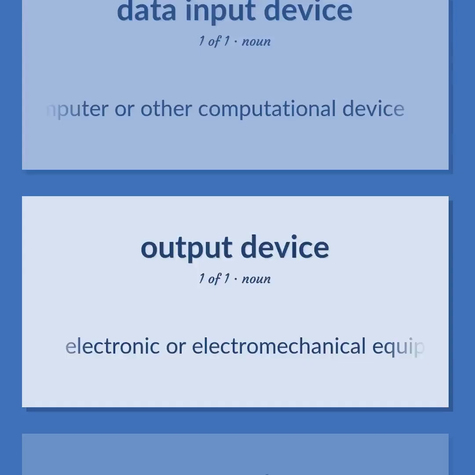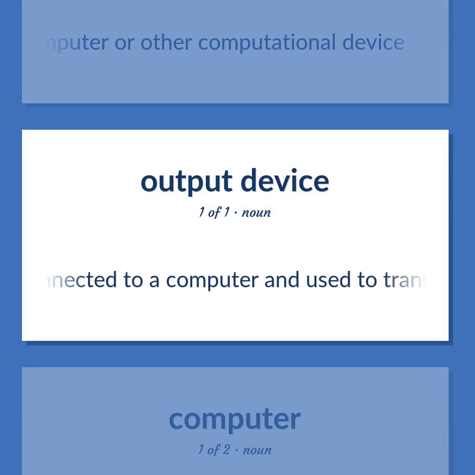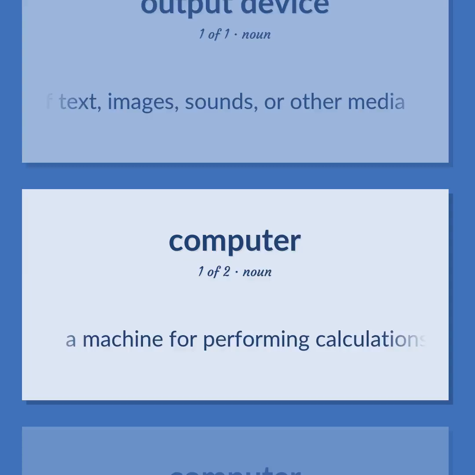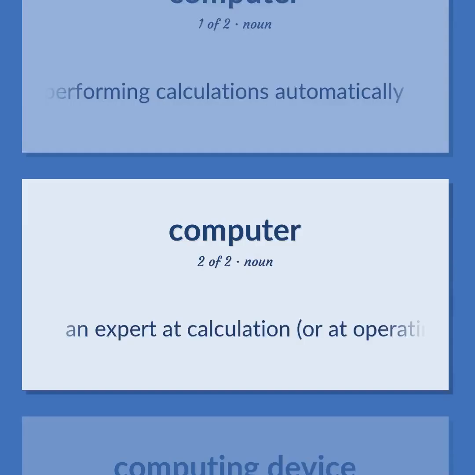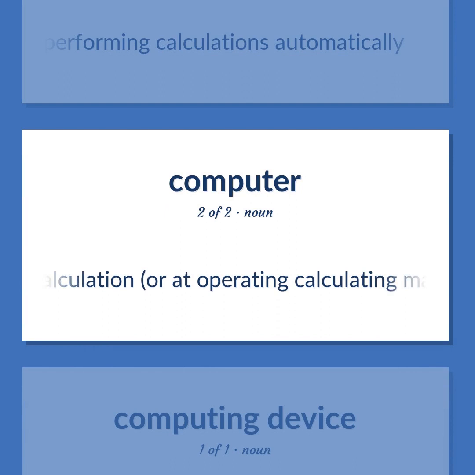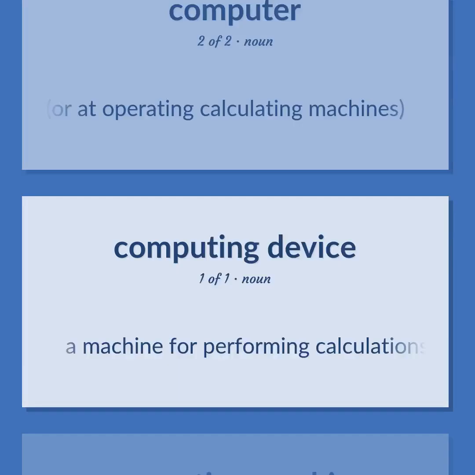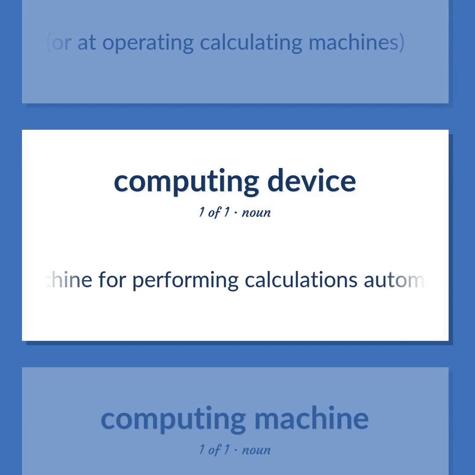Electronic or electromechanical equipment connected to a computer and used to transfer data out of the computer in the form of text, images, sounds, or other media. A machine for performing calculations automatically. An expert at calculation, or at operating calculating machines. A machine for performing calculations automatically.